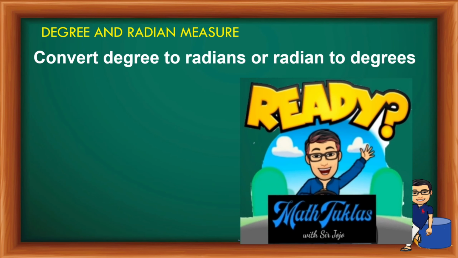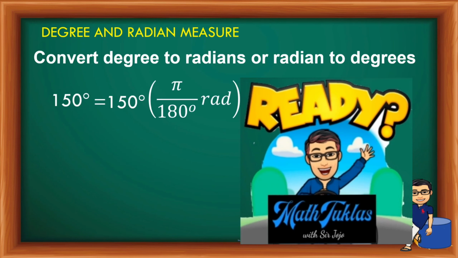So, it depends on the given. For instance, our given is in degrees, so we need to convert that to radian measure. As I mentioned earlier, when converting degrees to radians, we multiply the given degrees by pi over 180 degrees radian. So that's the thing that we need to work on.